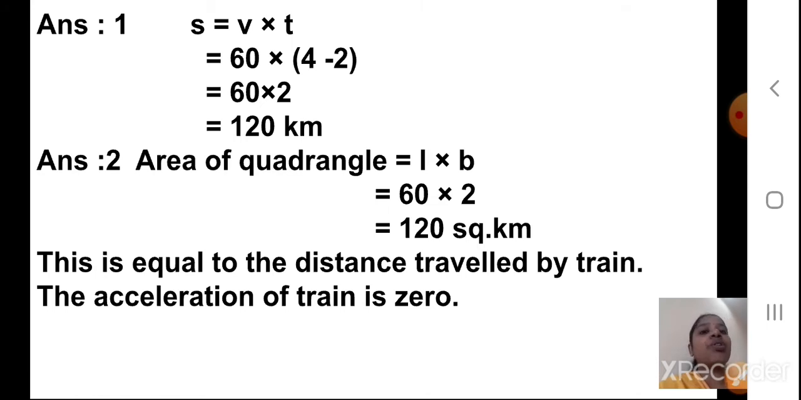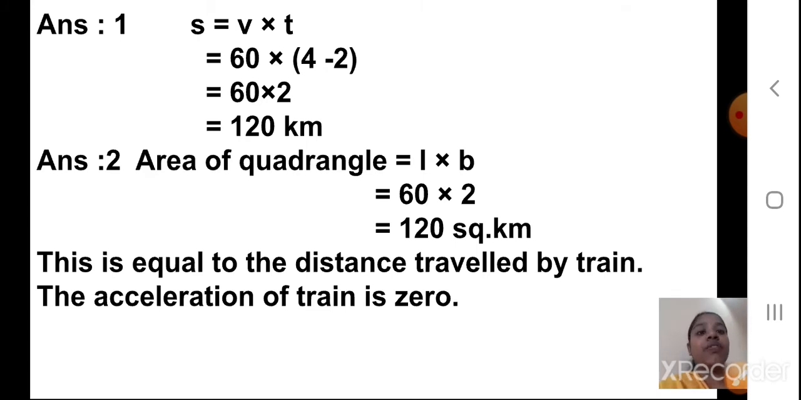And the acceleration of the train is going to be 0, because whatever the area of the quadrangle, it is equal to the distance travelled by the train. So there is no change in the velocity, and when there is no change in the velocity, you know students, the acceleration is going to be 0. Okay students, I hope you understood this part.